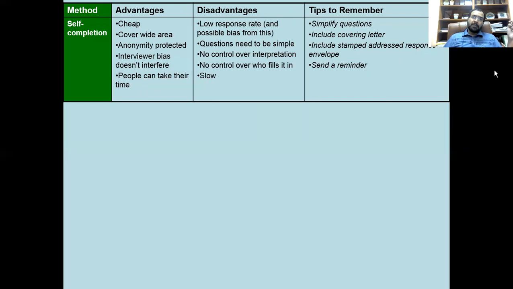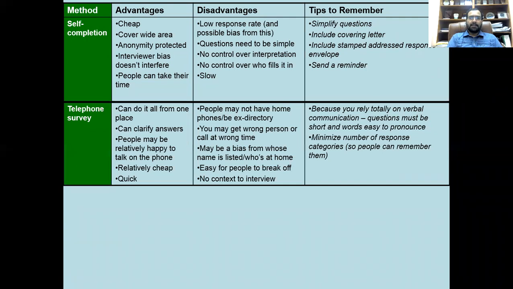Tips to remember: simplify the questions, including a covering letter. Always write a letter. If you have a Google form, write on the first page, give the details, and show respect to the individual. Whenever you send that form to a respondent, address it with his or her name rather than going anonymous. Always have a reminder system, and whenever you receive input, always acknowledge it. These are the things we have to consider while conducting these studies.